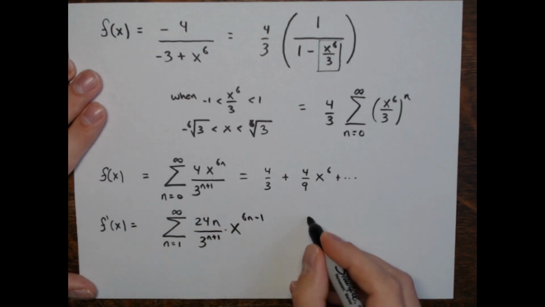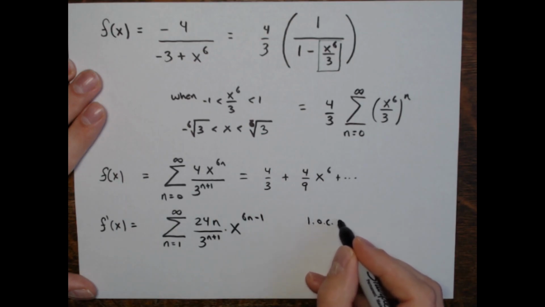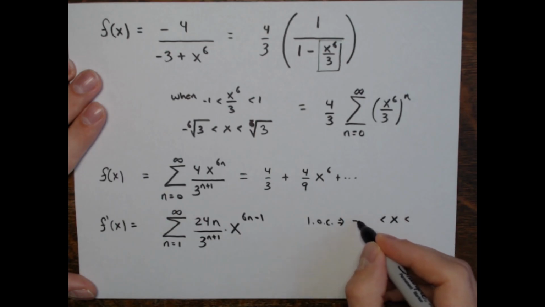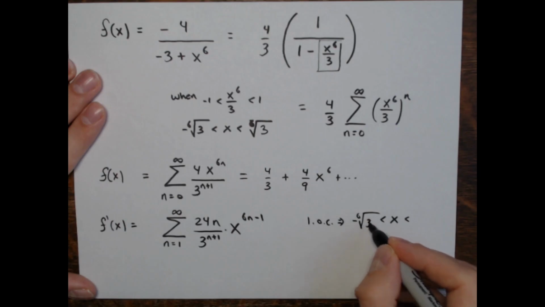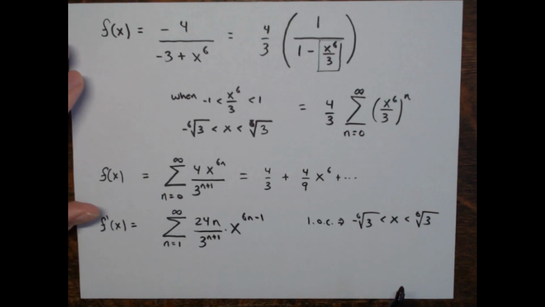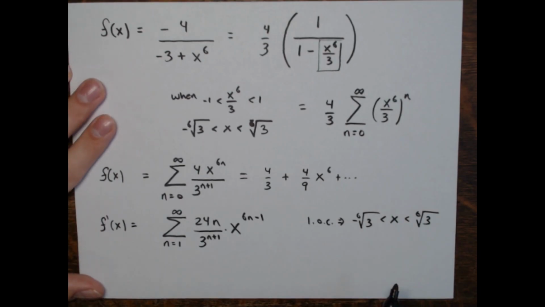Now the interval of convergence: x should be between negative 6th root of 3 and positive 6th root of 3. Now we check the ends. Here's the thing with this: x to the 6n minus 1 is x to the 6n divided by x. Maybe I can mess with this a little bit, but I'll just keep it this way for now.